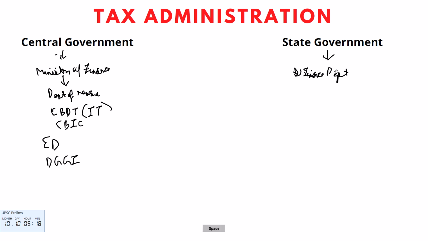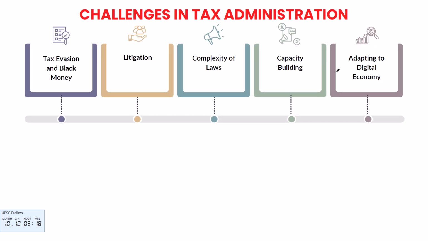So moving on with that, we'll be looking into the challenges in tax administration. Tax evasion and black money: a persistent challenge leading to revenue loss. When you pay the taxes properly, it eventually pushes your economic growth. But if you try to evade tax and keep it as black money, that is without accounting for it, eventually it might bring personal growth, but at the same time you are doing injustice to the country, injustice to the people who are properly paying the tax.